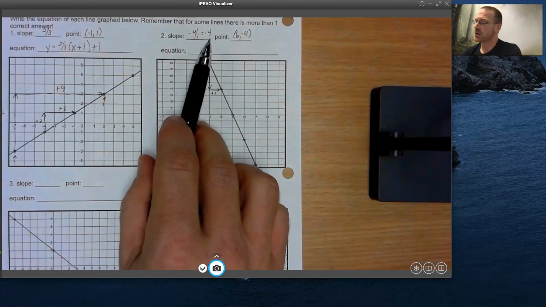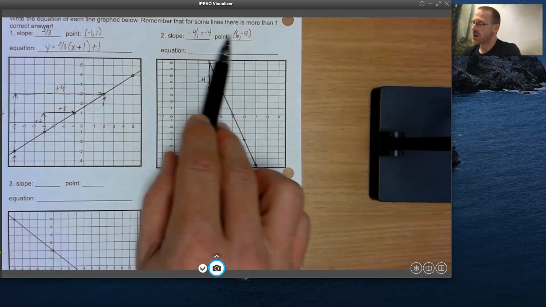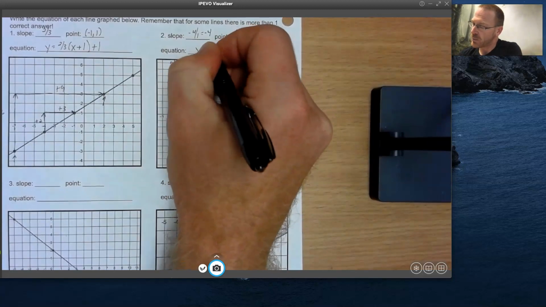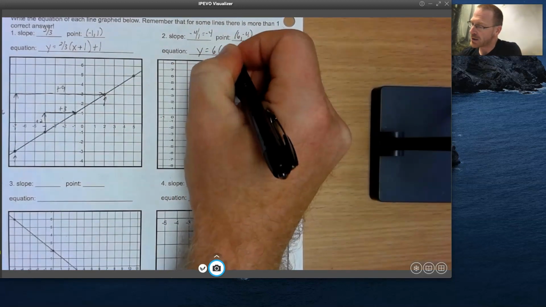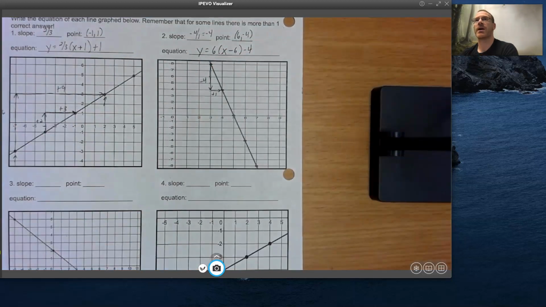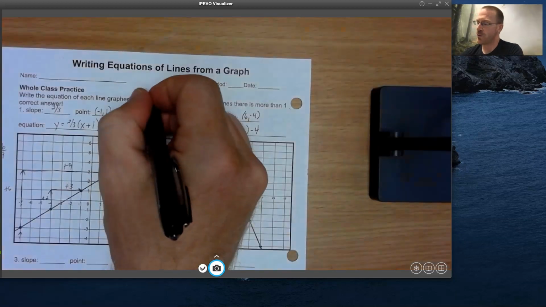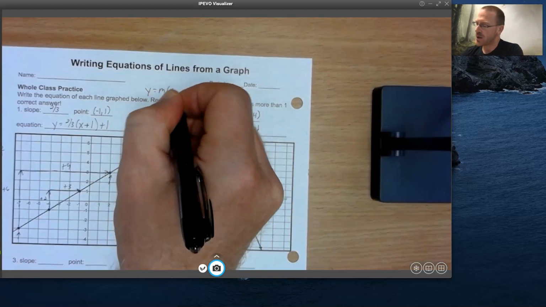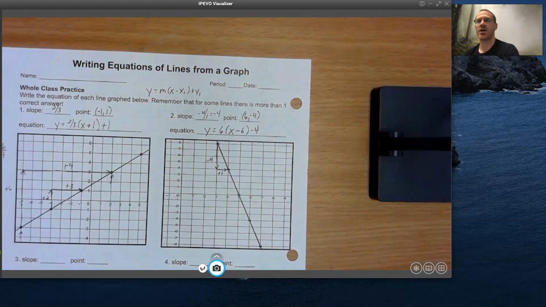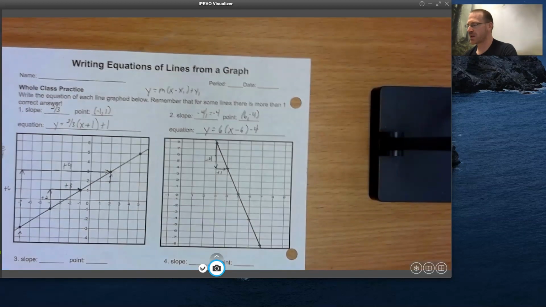So if I use this slope, and I use that point, I should put this as y equals 6, and then x minus 6 minus 4. We're just going to keep using that point slope form. This should be your best friend right here, so get to know it. If you remember that, you're going to be solid.